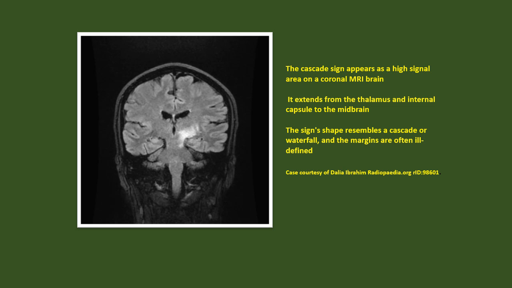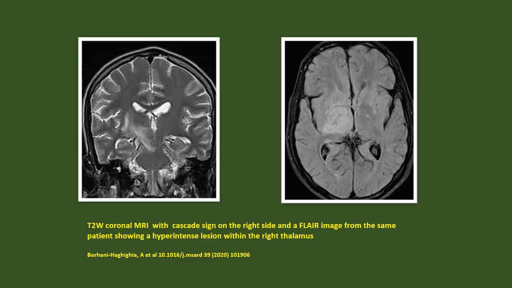This is a coronal FLAIR MRI. The cascade sign appears as a high signal area on the coronal MRI. It extends from the thalamus and internal capsule to the midbrain. The sign's shape resembles a cascade or waterfall, and the margins are often ill-defined. This figure shows a T2-weighted coronal MRI with a cascade sign on the right side and a FLAIR image from the same patient showing a hyperintense lesion within the right thalamus.